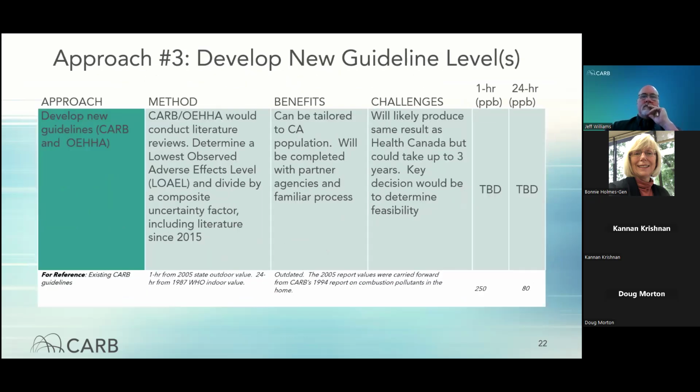Approach number 3 would be to not adopt existing health value numbers, but instead have CARB and OEA develop possible values using similar methodology, but would focus on more recent scientific literature values. The benefit of this approach would be that more recent studies can be included and possibly studies can be tailored for the California population. However, this process may take years to complete.